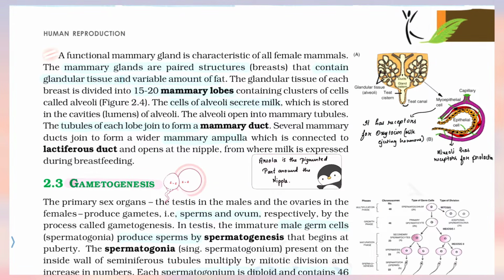A functional mammary gland is characteristic of all female mammals. The mammary glands are paired structures that contain glandular tissue and variable amounts of fat. The glandular tissue of each breast is divided into 15 to 20 mammary lobes containing clusters of cells called alveoli. The cells of alveoli secrete milk, which is stored in the cavities, lumens, of alveoli. The alveoli open into mammary tubules. The tubules of each lobe join to form a mammary duct. Several mammary ducts join to form a wider mammary ampulla, which is connected to the lactiferous duct and opens at the nipple, from where milk is expressed during breastfeeding.